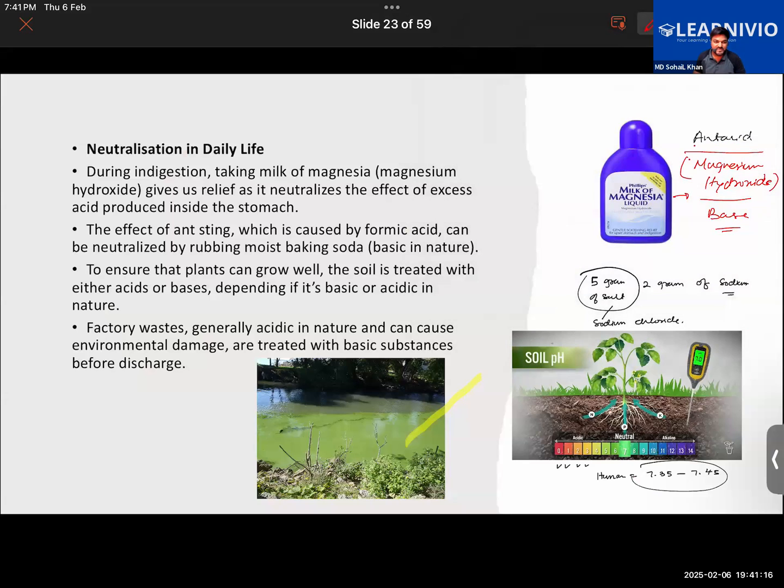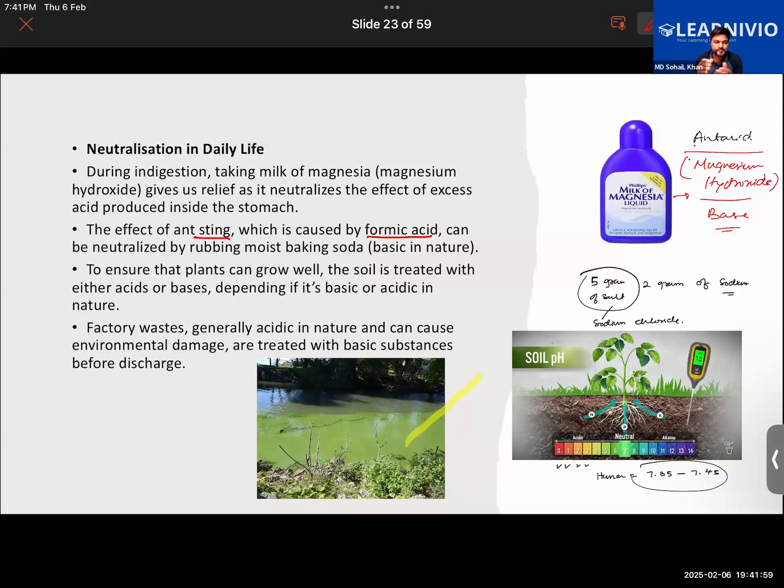That is one thing. Next, sometimes when we are bitten by an ant, it causes a burning pain, right? Why is it so? The ant bite is painful because it has acid in it. Name the acid. It starts with F. That is formic acid. Ant bite contains formic acid. To get relief from this, we can take some moist baking soda from the kitchen. You can add a little water to it, and then rub it on the area where you have been bitten. This will give you relief from the pain.